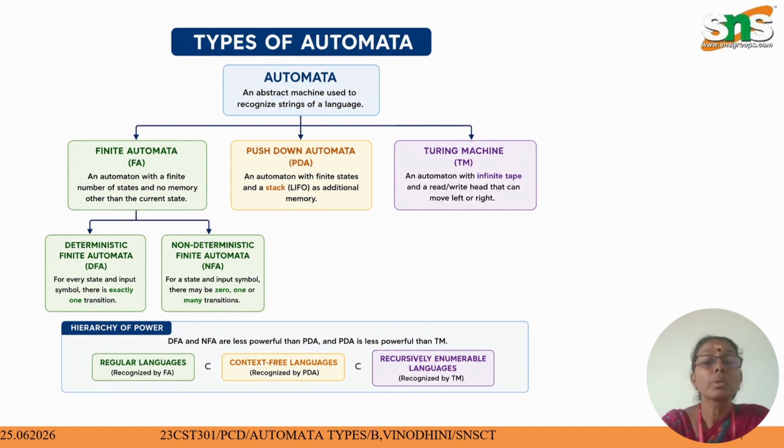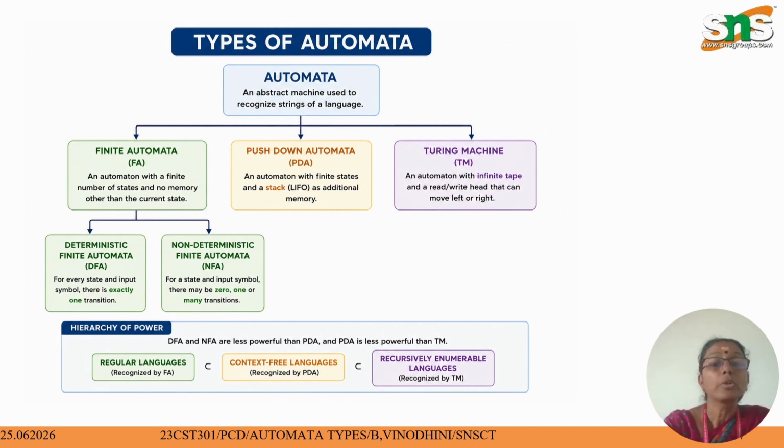Next is the Pushdown automata. The Pushdown automata has finite states and a stack as an additional memory. So we have an additional memory like a stack, a temporary memory. The Pushdown automata is a combination of a set of states and the stack. Next is the Turing machine. The Turing machine is an automaton with an infinite tape and a read and write head that can be moved left and right. So it is an infinite tape. In terms of memory, first we have finite automata, then Pushdown automata and Turing machines. So these are the three types of automata in automata theory.